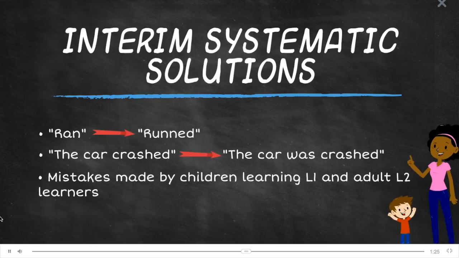Some mistakes are made not only by L2 learners, but also by children who are learning their L1. Some examples include saying "run" instead of "ran," and "the car was crashed," as opposed to "the car crashed." This shows that adults and children each invent when trying to grasp the concepts of a language. This is called interim systemic solutions.